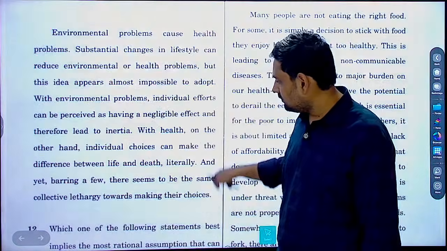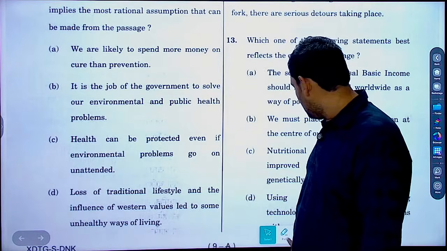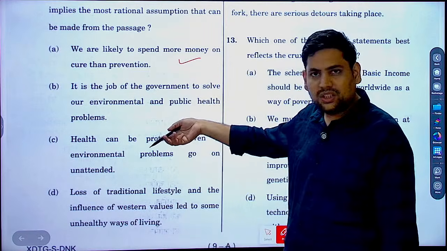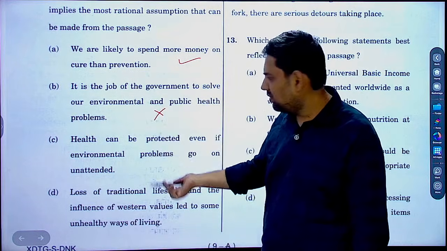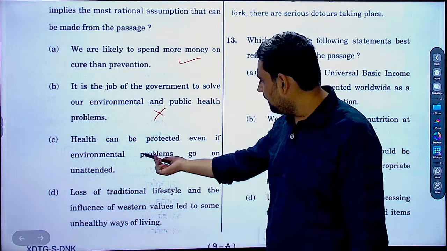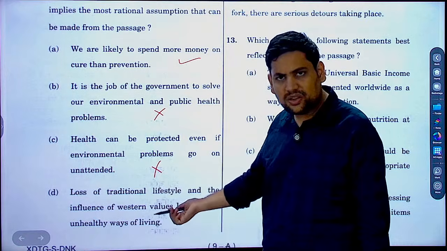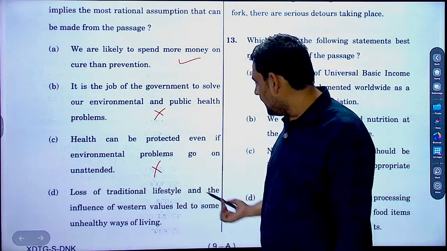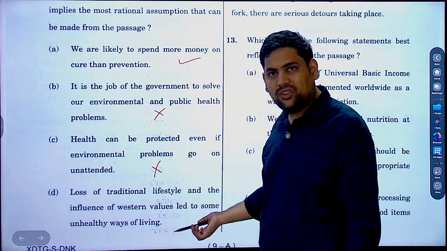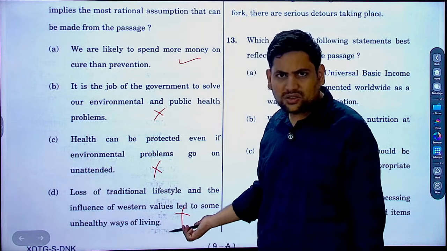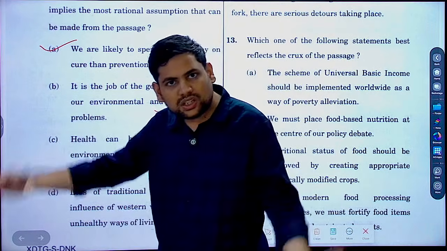Now, if you read the options: we are likely to spend more on cure than prevention. Yes, absolutely correct. Now, it is the job of the government to solve our environmental public health problems. No. Health can be protected even if environmental problems go unattended. No, the passage does not say this. It is also untrue. Then, loss of traditional lifestyle and the influence of Western values led to unhealthy ways of living. This is also wrong. It is not talking about Western values anyway. So answer A becomes much more clear using it.